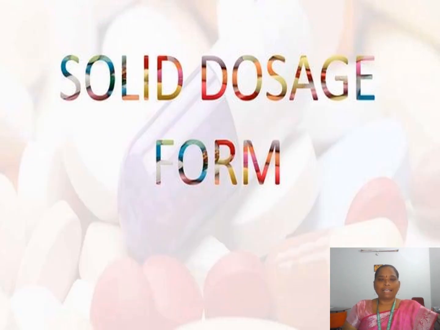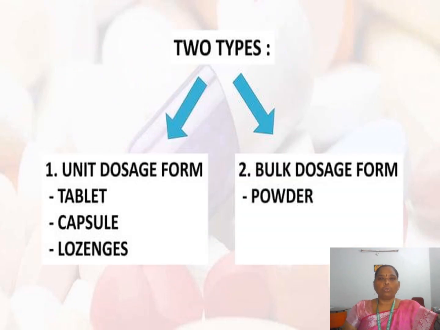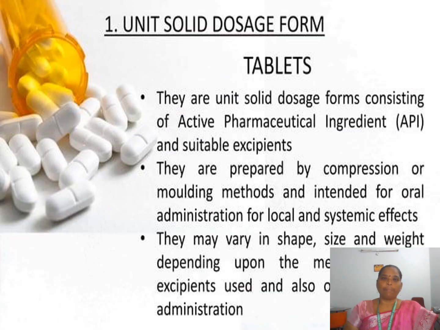So in this we have the classification, in that, solid dosage forms. There are two types of solid dosage forms, that is unit dosage form and bulk dosage form. In unit dosage form, tablets, capsules, lozenges are there. In bulk dosage forms, powders and dusting powders are there. So next, what is a unit solid dosage form? A unit is nothing but a single. So these are tablets. So in unit solid dosage forms we have tablets.